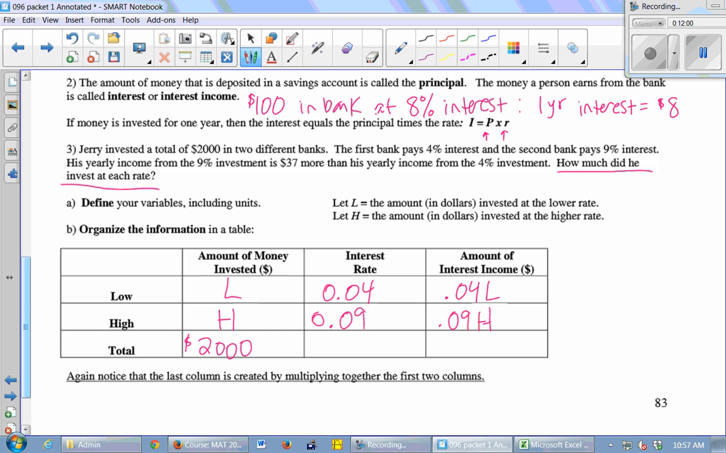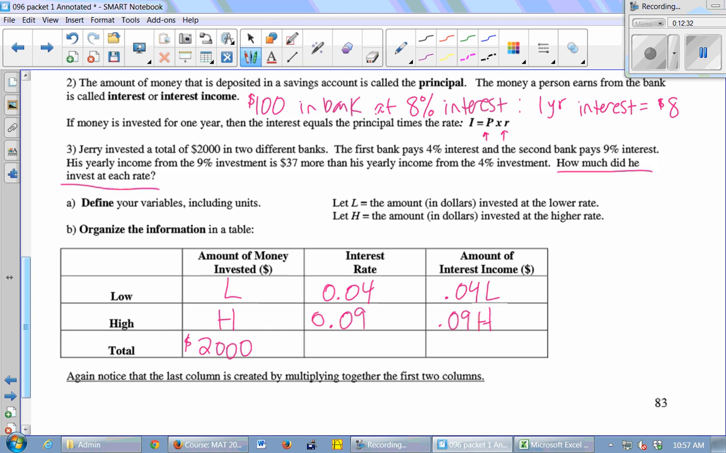And then what's my total amount of interest? 46? How do you know that? 9 plus 37. Oh, where'd you get the 9? Yeah, that's a percentage, not a dollar amount.